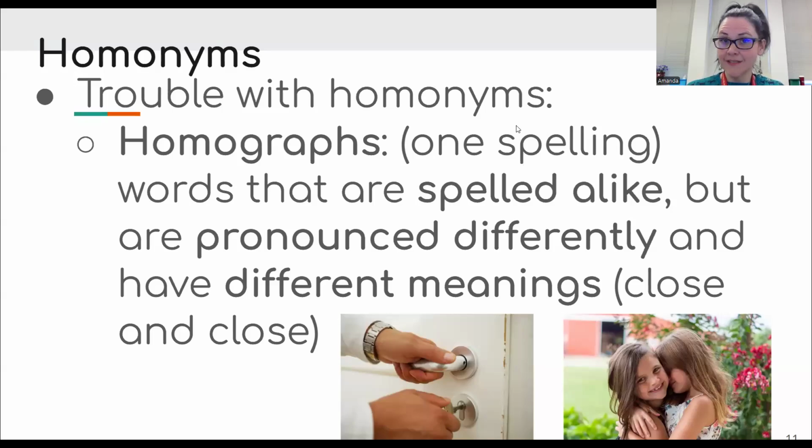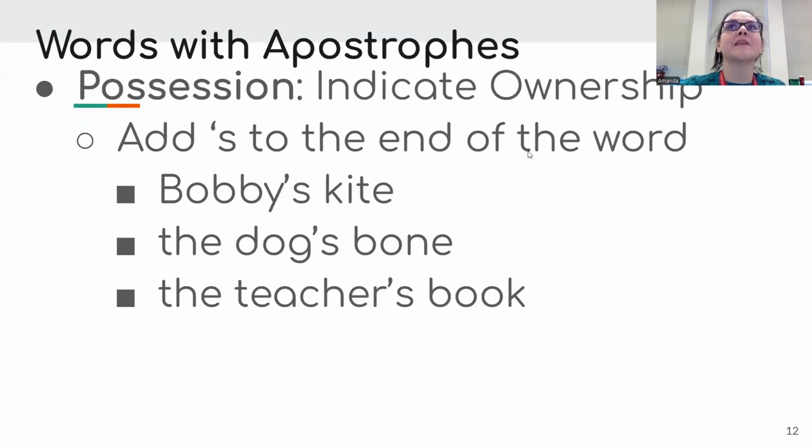Hello. So this is day one of the writing lessons for Parapro class. This will be video two. We're going to talk about apostrophes, so words with apostrophes. We're going to start with the ones that have possession. So this is going to indicate ownership.